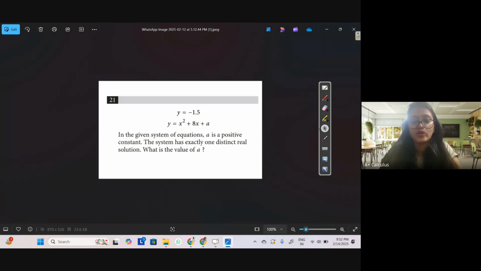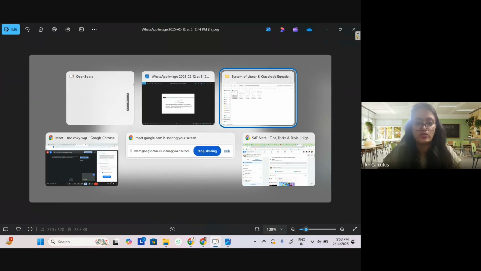Now, you can also do these type of questions on DESMOS. Plot the parabola, plot the equation, and put a slider and adjust the slider such that the line and parabola just touch at exactly one point, okay? Because in this case, this system has one distinct real solution. So let's plot it on DESMOS.